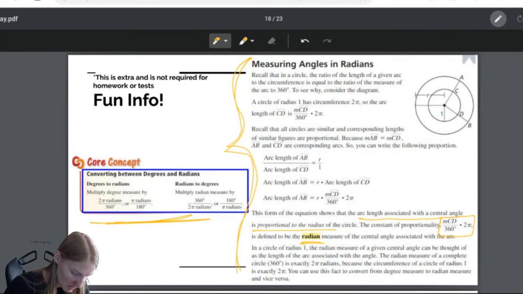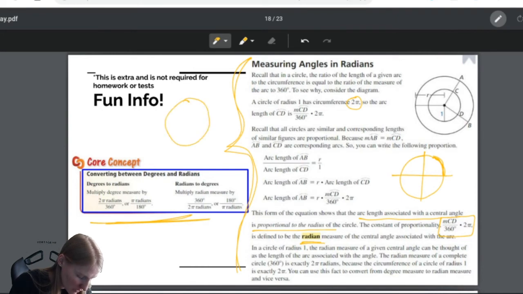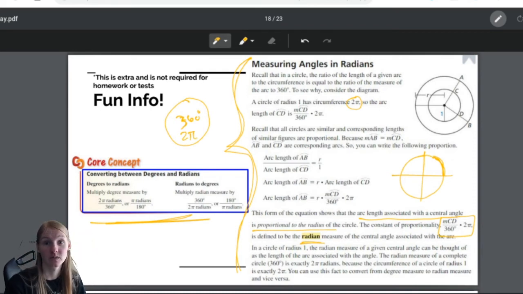So 1 radian, if I split the circle up like this, 1 radian comes out to be about like that. That's what 1 radian is. Because if I have a radius of 1, the circumference of my circle is 2 pi. So, when we talk about there's 360 degrees in a circle, there are also 2 pi radians in a circle.